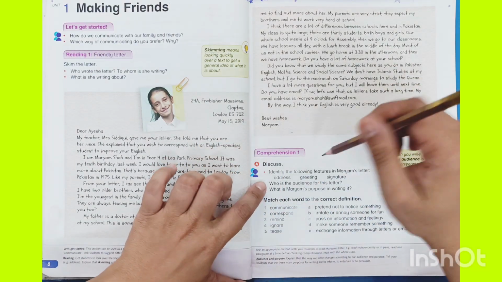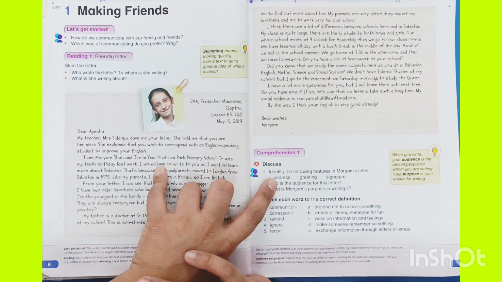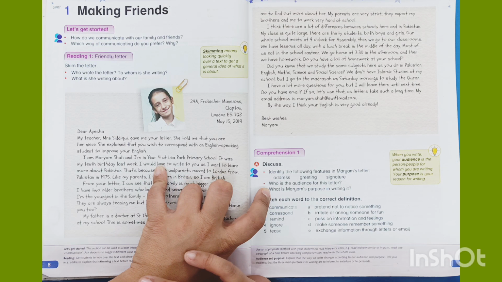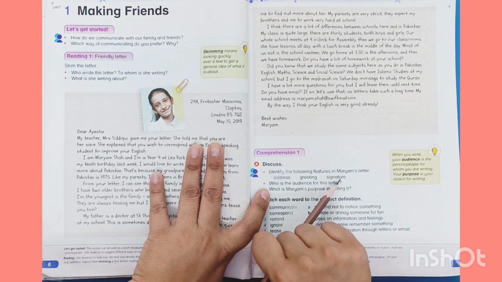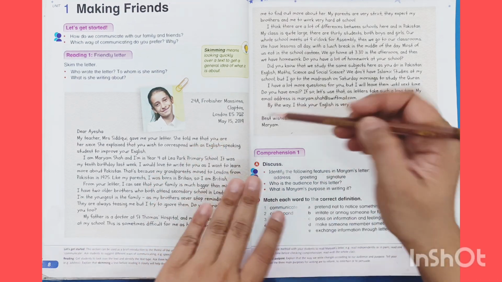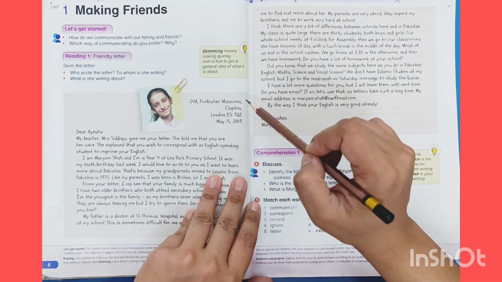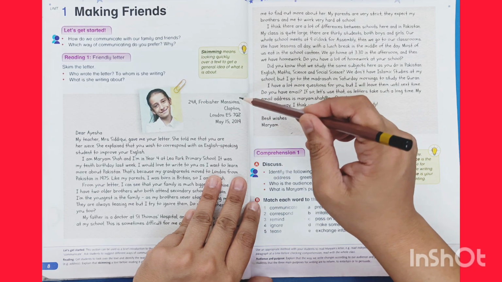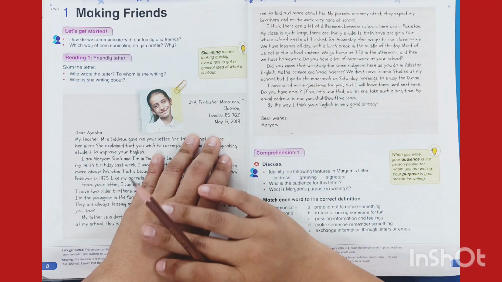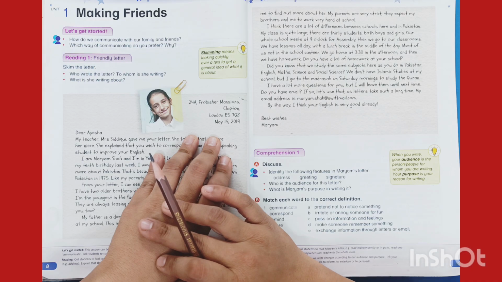Let us come towards the comprehension one. Discuss. Identify the following features in Mariam's letter. Address, greeting, signature. Address is given over here before she started writing the letter. This address is actually the address where the letter should be delivered.